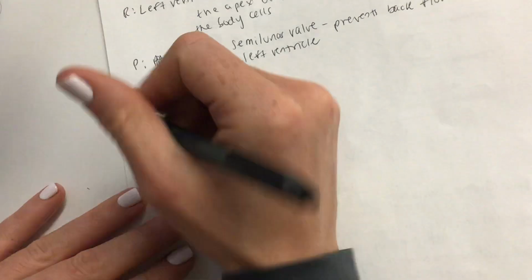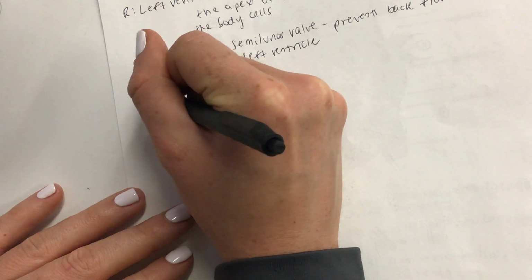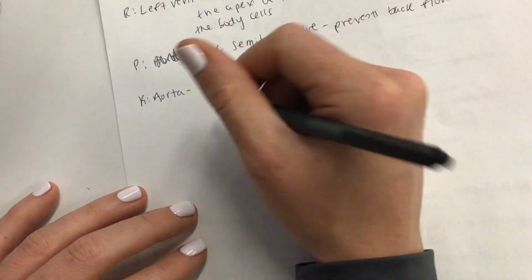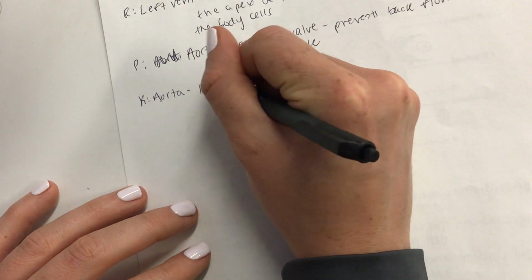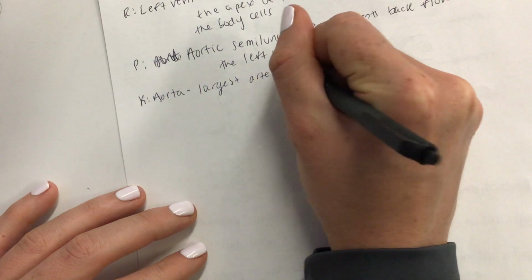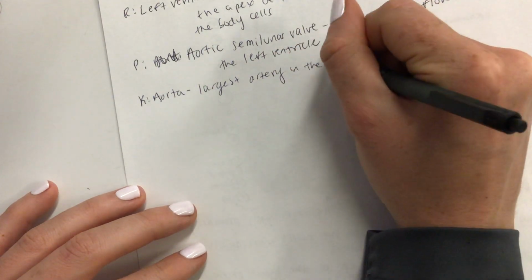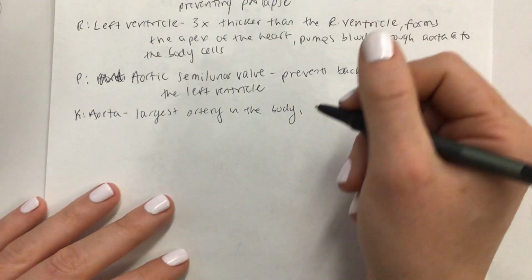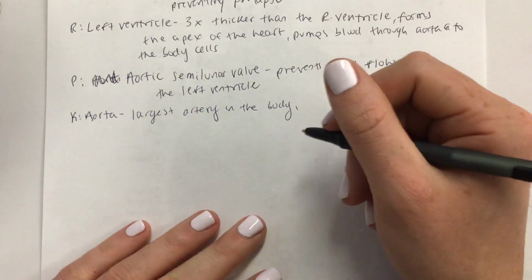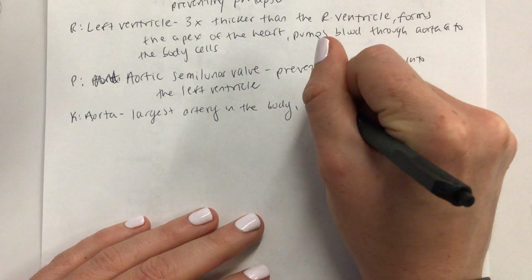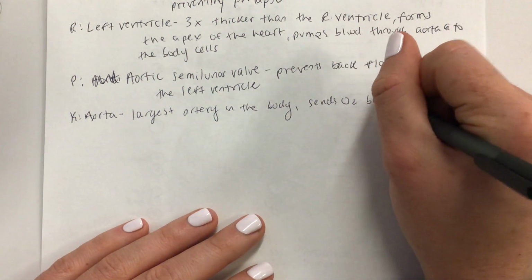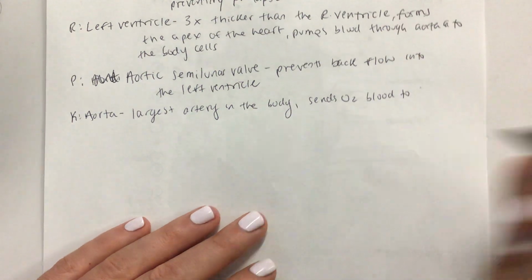Letter K is the aorta, AORTA, and it's the largest artery in the body. Veins to the heart, arteries away from the heart, and it sends oxygenated blood to the body cells.